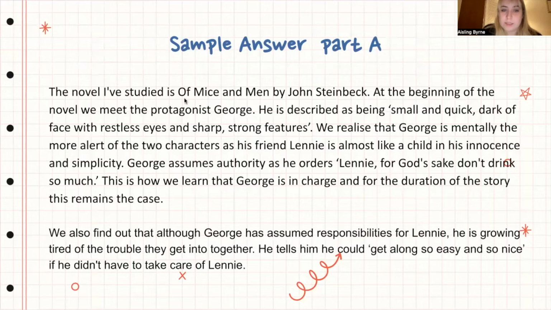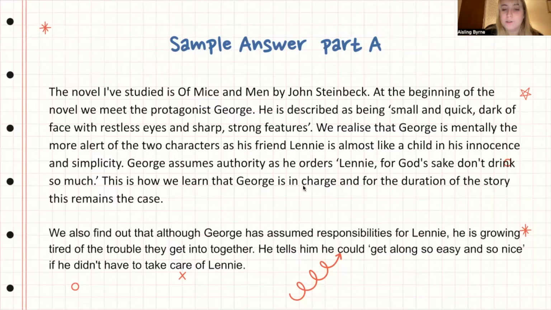The novel I've studied is Of Mice and Men by John Steinbeck. At the beginning of the novel, we meet the protagonist, George. He is described as being small and quick, dark of face, with restless eyes and sharp, strong features. We realize that George is mentally more alert, the more alert of the two characters, as his friend Lenny is almost like a child in innocence and simplicity. George assumes authority as he orders Lenny, "For God's sake, don't drink so much."